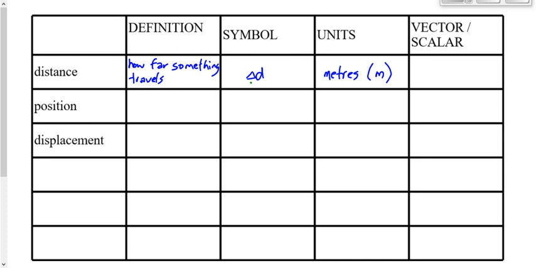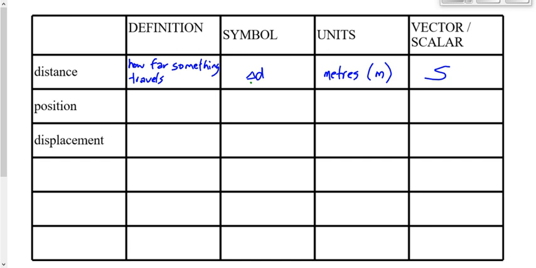And distance is a scalar. When we're talking about distance, we don't care which way I went. We just care how far I went. Right now, I'm at the start. I walked 5 meters. My distance traveled is 5 meters. Now, sometimes it may matter that I went backwards or forwards. That's not distance, though. If I care about which way I went, that's something different, not distance. Distance is just how far I went.